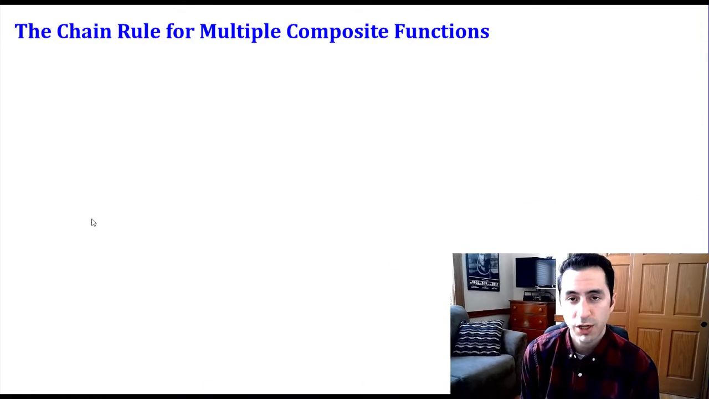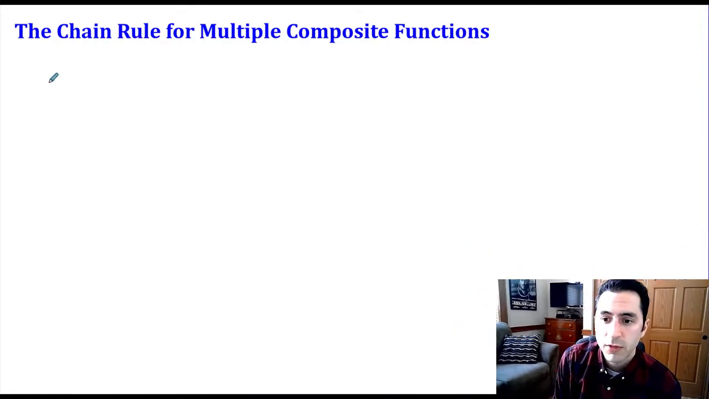Hey everyone! In this video, we're going to be taking a look at how to use the chain rule when dealing with multiple composite functions. So we've already talked about the chain rule and how to use it with composite functions that are made up of two functions. But now what if we add more functions into our composite function? We're going to take a look at how to do that using the chain rule.